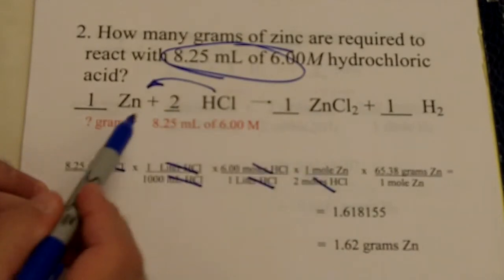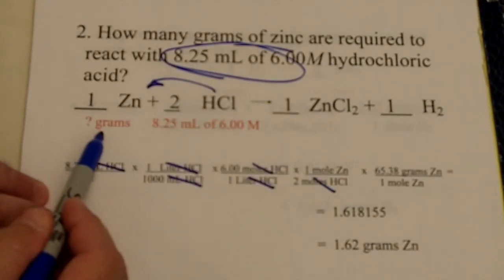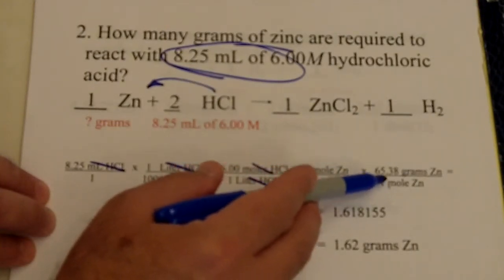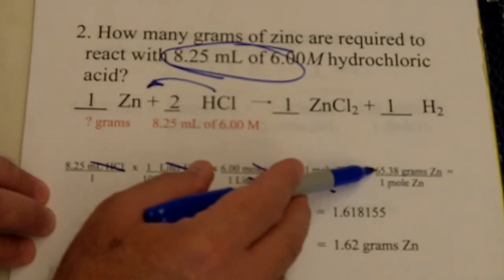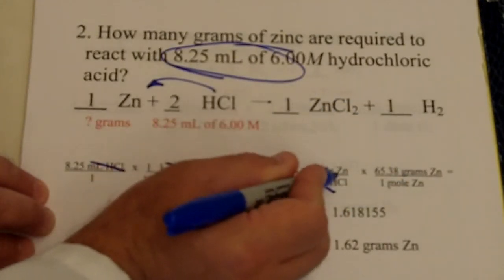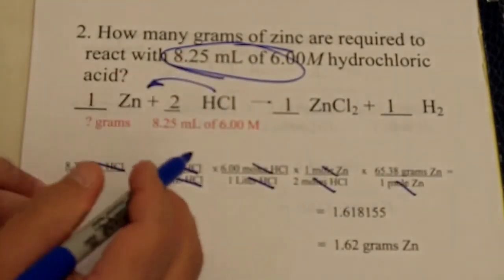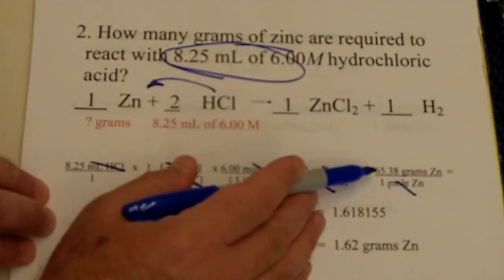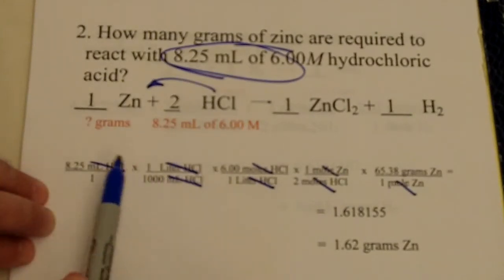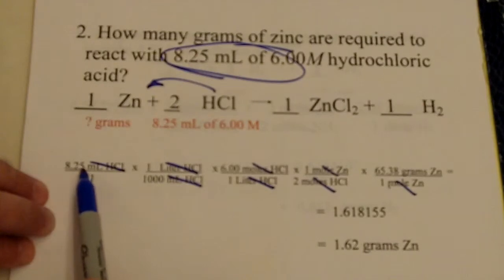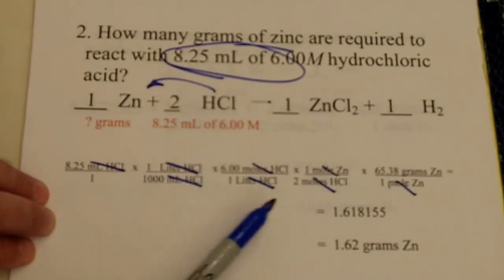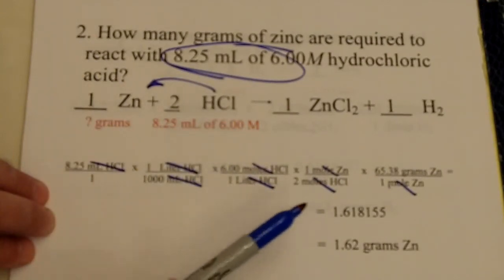I'm almost there. Remember, I'm looking for grams of zinc. So now I've got to go to the periodic table, and when I do, I find that 1 mole of zinc has a mass of 65.38, that's 2 numbers to the right of the decimal, grams of zinc. So I'll cancel this with this, and I'm left with grams of zinc. Is that what I'm looking for? It absolutely is what I'm looking for, grams of zinc. So I'm done. Get the calculator out and multiply 8.25 times 6.00 times 65.38 divided by 1,000 divided by 2, and I'm done.